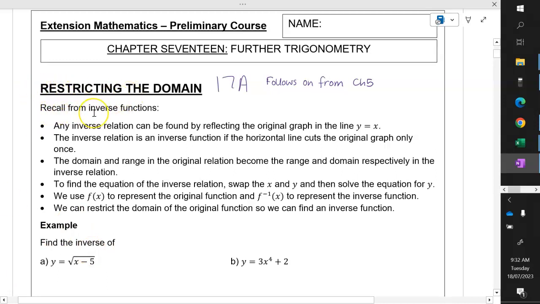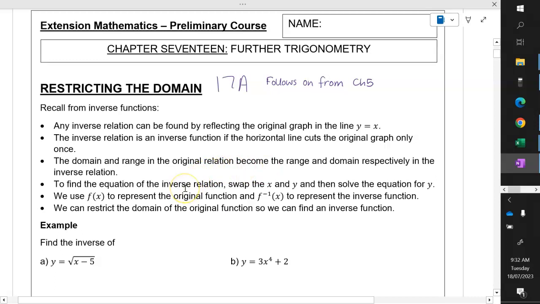So, recalling from inverse functions. Any inverse relation can be found by reflecting the original graph in the line y equals x. The inverse relation is an inverse function if a horizontal line cuts the original graph only once. The domain and range of the original relation become the range and the domain respectively in the inverse relation. We basically flip them around from each other.